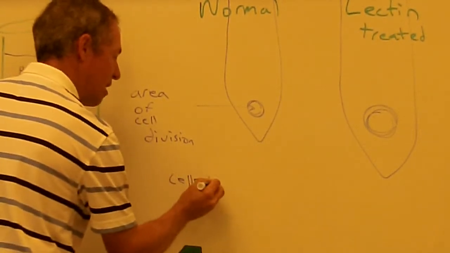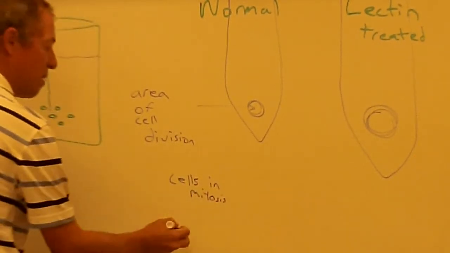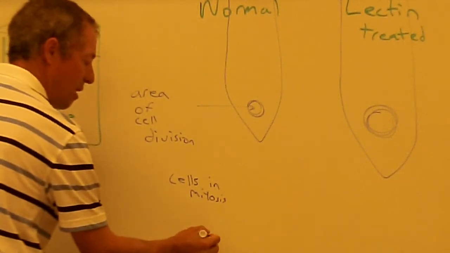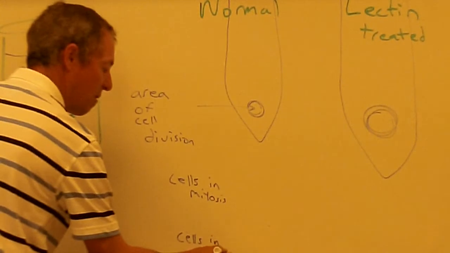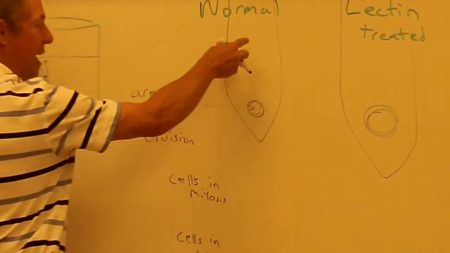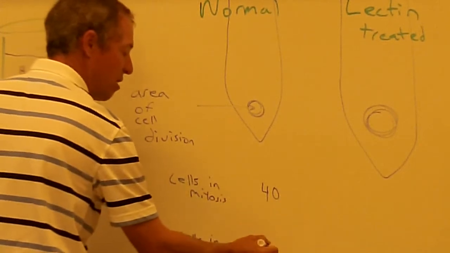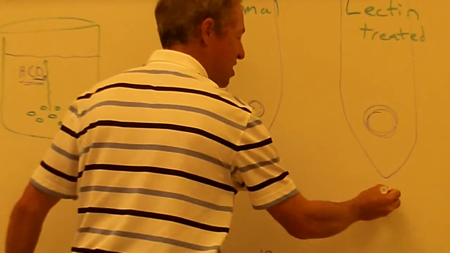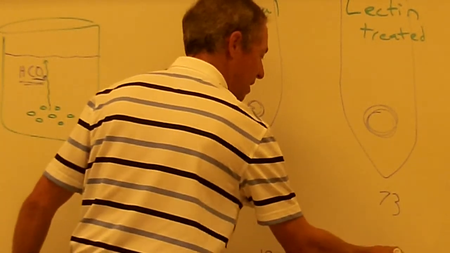Cells in mitosis. Cells in interphase. And maybe we have 40 cells in mitosis and 190 in interphase here. And over here we have 73 cells in mitosis and 110 in interphase.